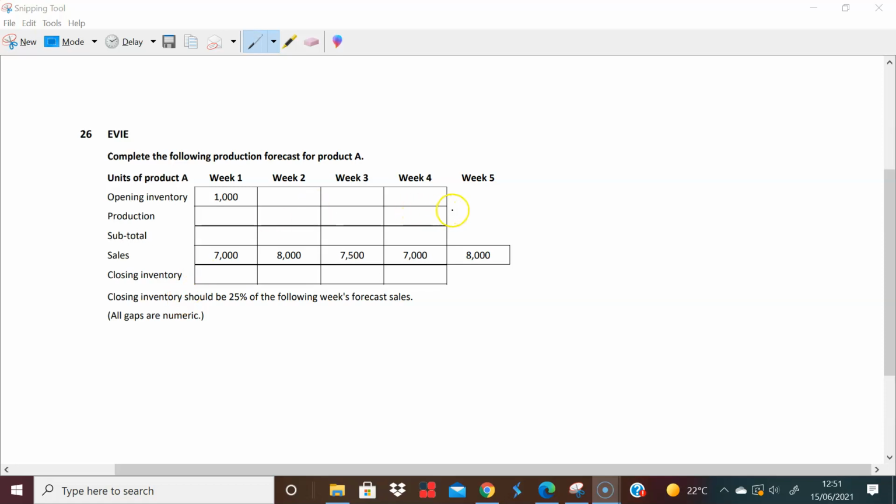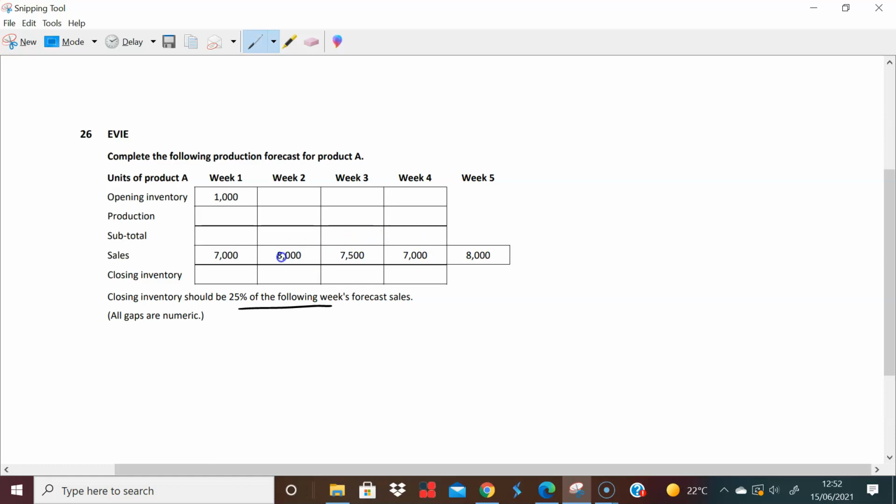So you can see again a number of exercises, just taking a different shape, but all of the same sort of format of trying to navigate and find what production really is. So let's take the same process like before, but this time there is no wastage. It says here that closing inventory should be 25% of the following week's forecast. I'm not going to do that by hand, there's no point when we have calculators.